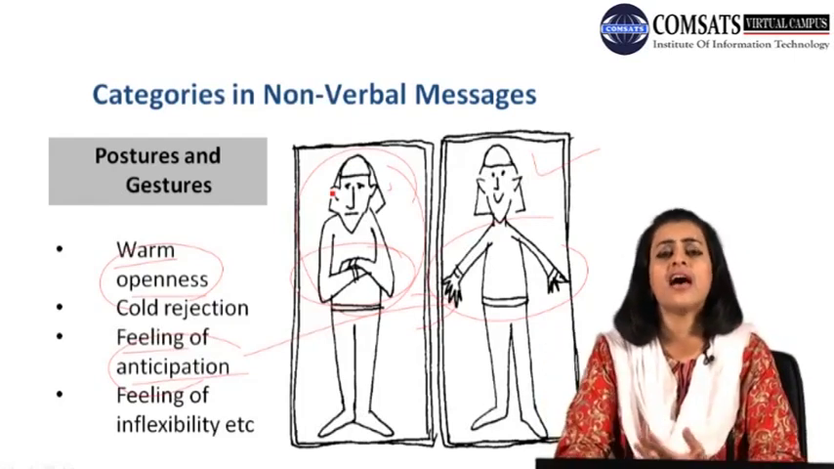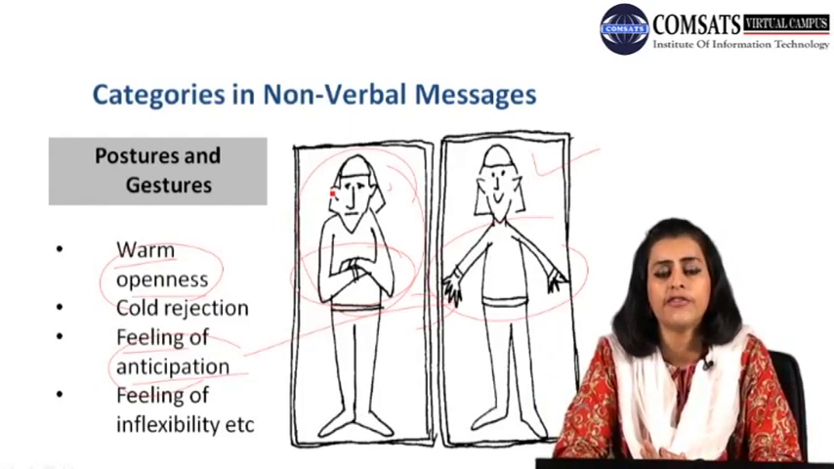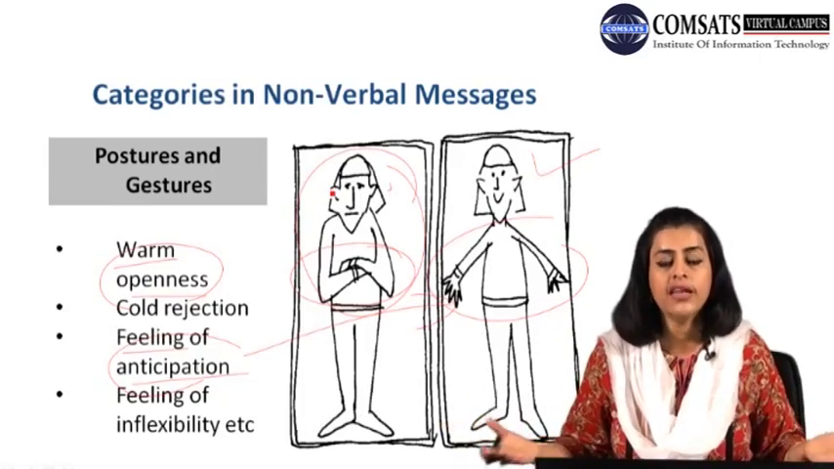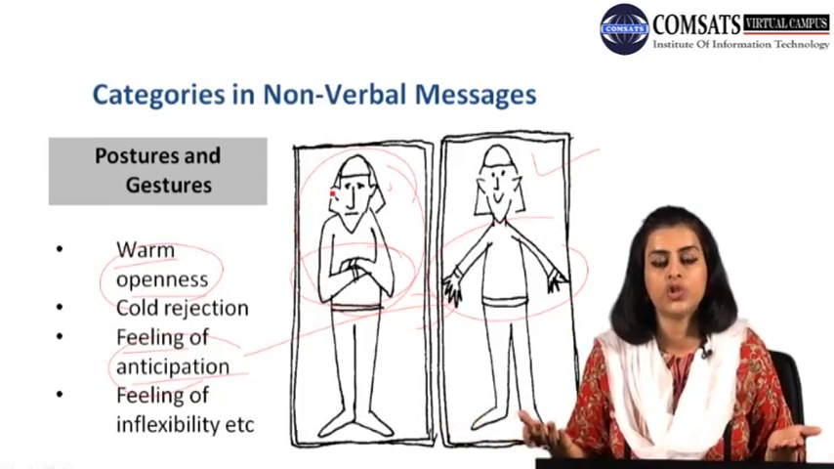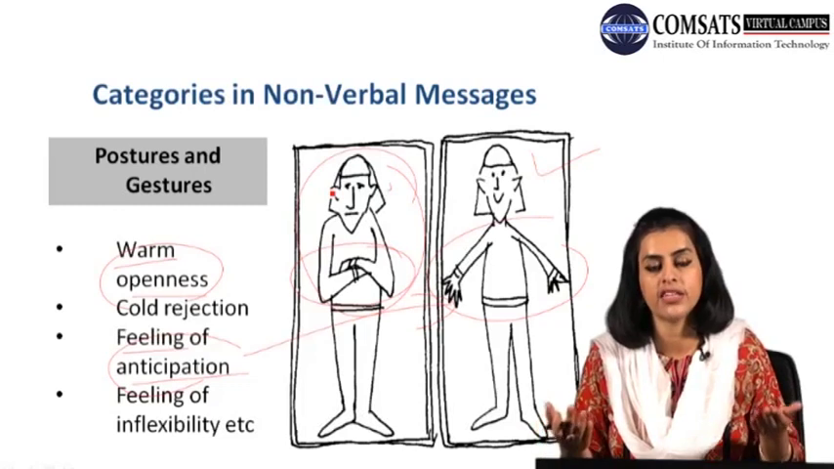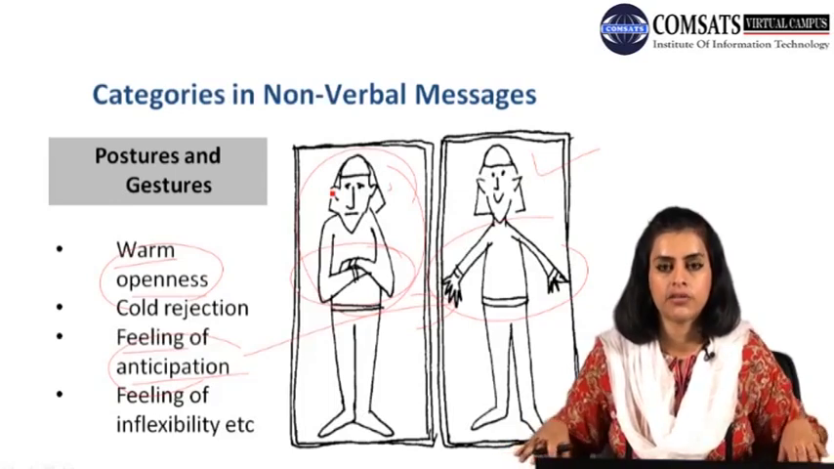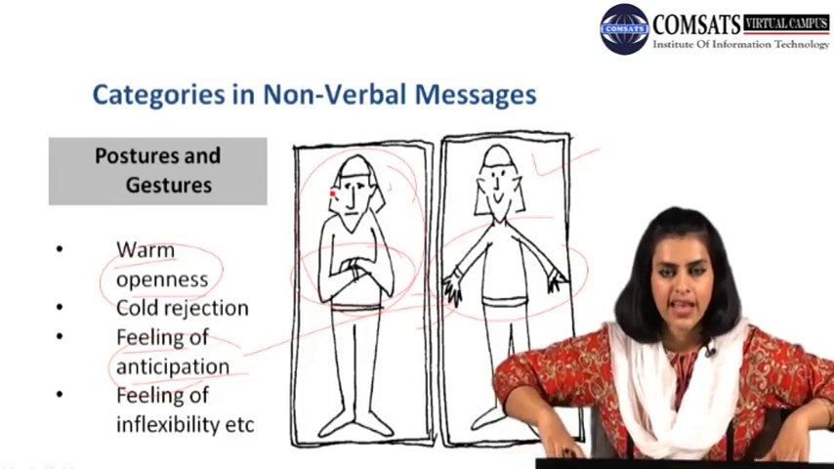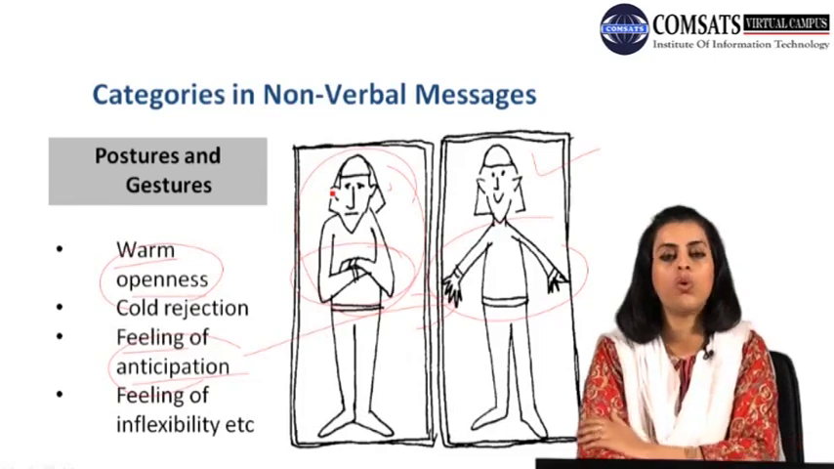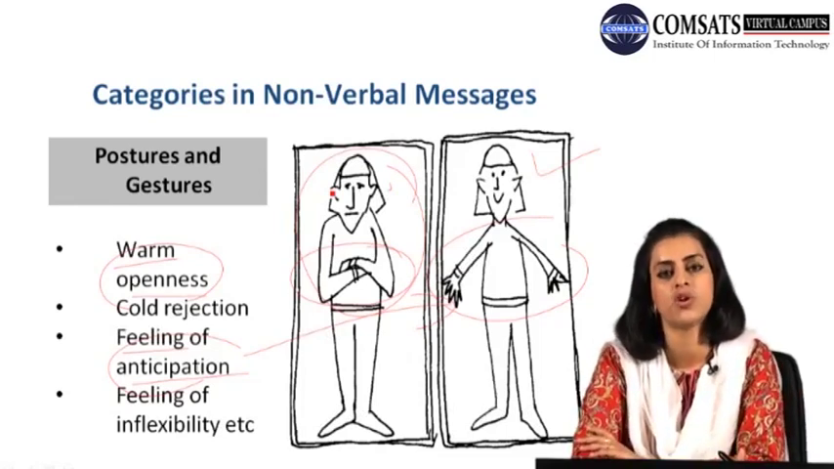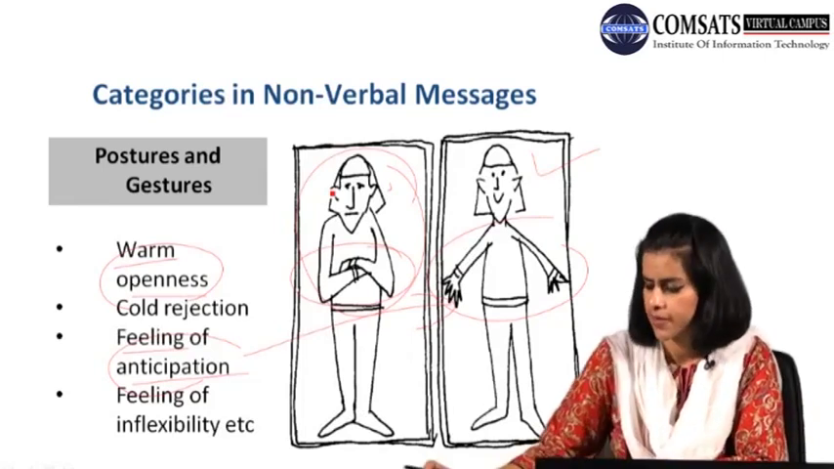So the way you stand in front of the people, if you have your arms outside, the people would feel that you are welcoming to them, and it reveals warm openness to them. And if you have your hands like this, or if you have your arms closed, sometimes it gives cold rejection or a feeling of inflexibility to the next person.